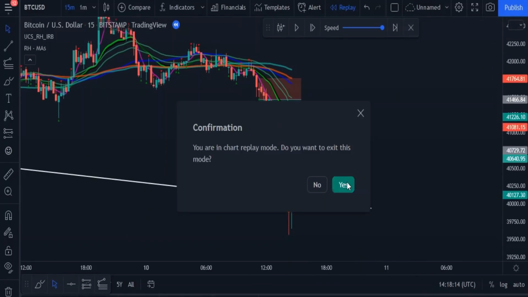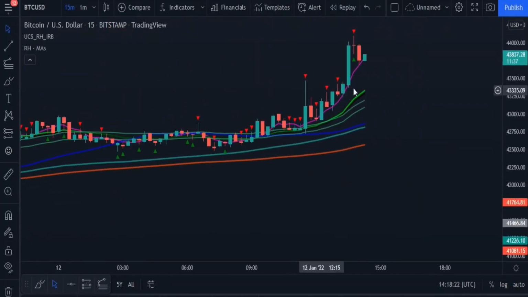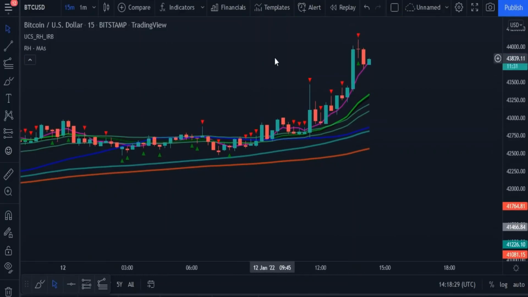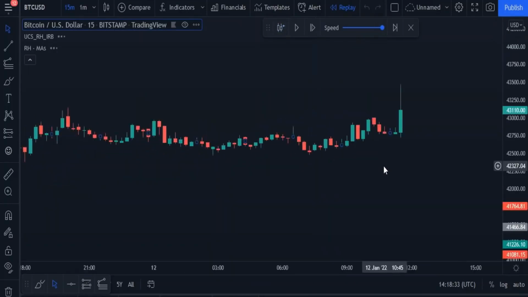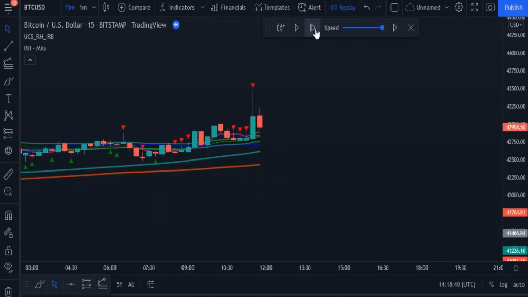Now, let's look for an example of an uptrend. And let's say we've been trading somewhere here. Here, we find a candle with an entry signal, but we will not enter because there are other lines between the green and purple lines.